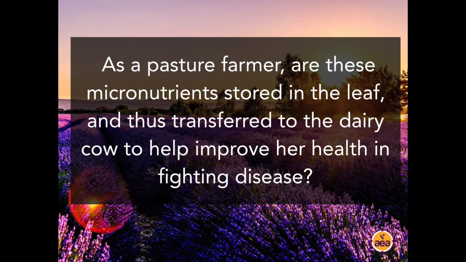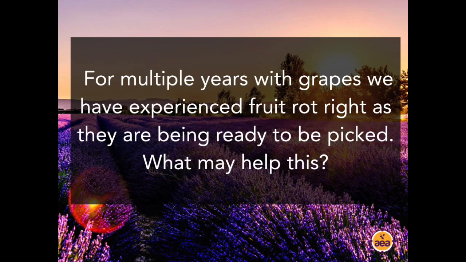Thomas Jarrett. Hi, Thomas. For multiple years with grapes, we have experienced fruit rot right as they are being ready to be picked. What may help with this? So I'm guessing that possibly may be anthracnose, although it could be a number of different organisms, Thomas. The first step is to identify exactly what it is, what the organism is, and then to look up the answer in the research. The information is available online, and it's available in the references that I provided. I don't know what it is off the top of my head, but it's likely to be highly probable to be some combination of the 7 trace minerals that I've been discussing and describing.